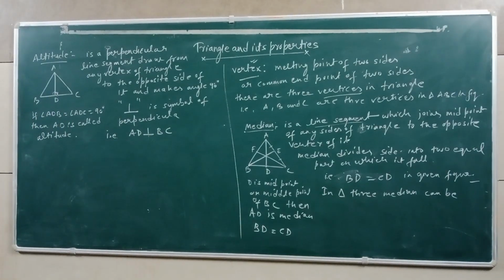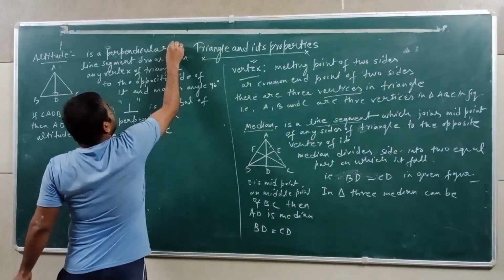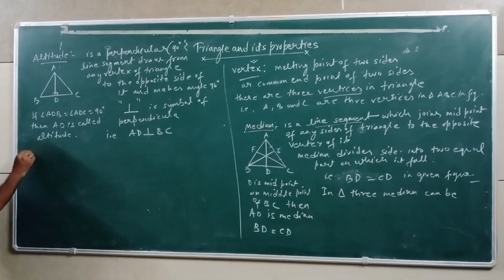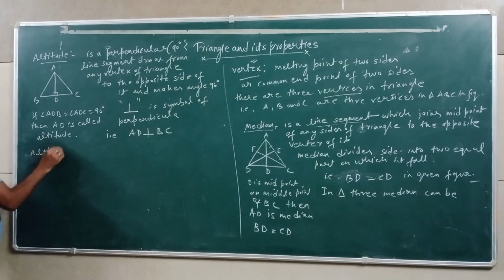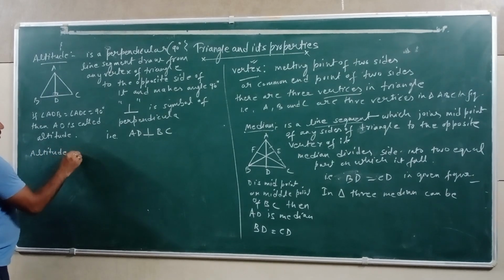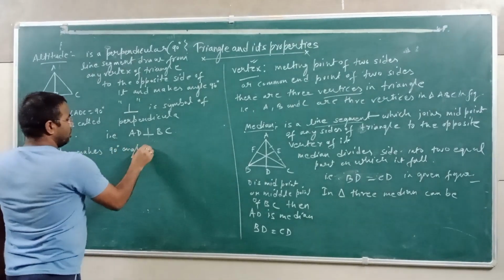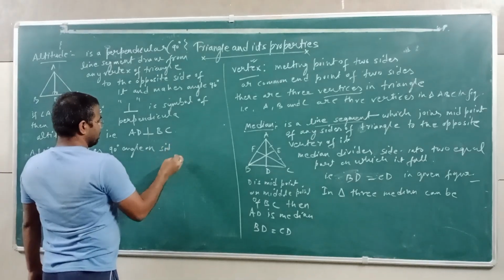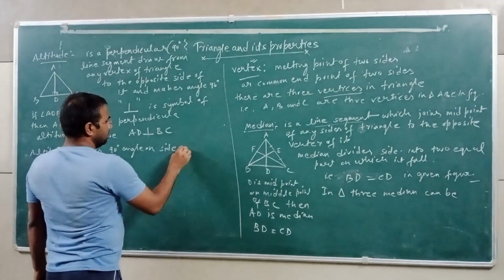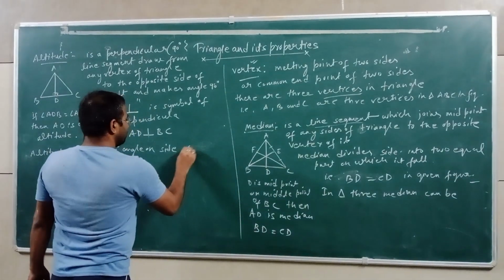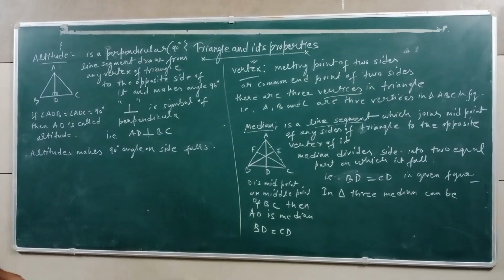See here, perpendicular means it makes a 90 degree angle. So 90 degree angles are there, then AD is perpendicular to BC and AD is called the altitude. Now see, an altitude makes a 90 degree angle on the side on which it falls.